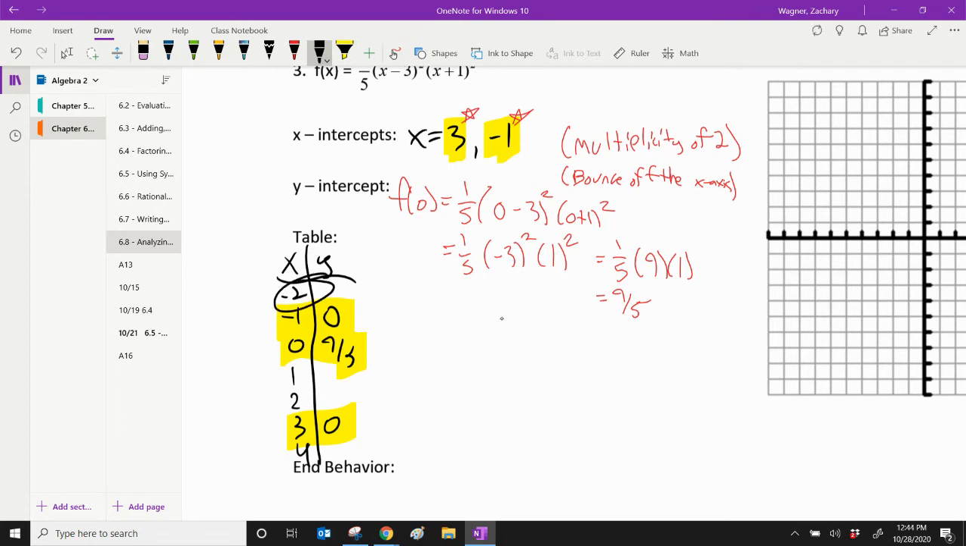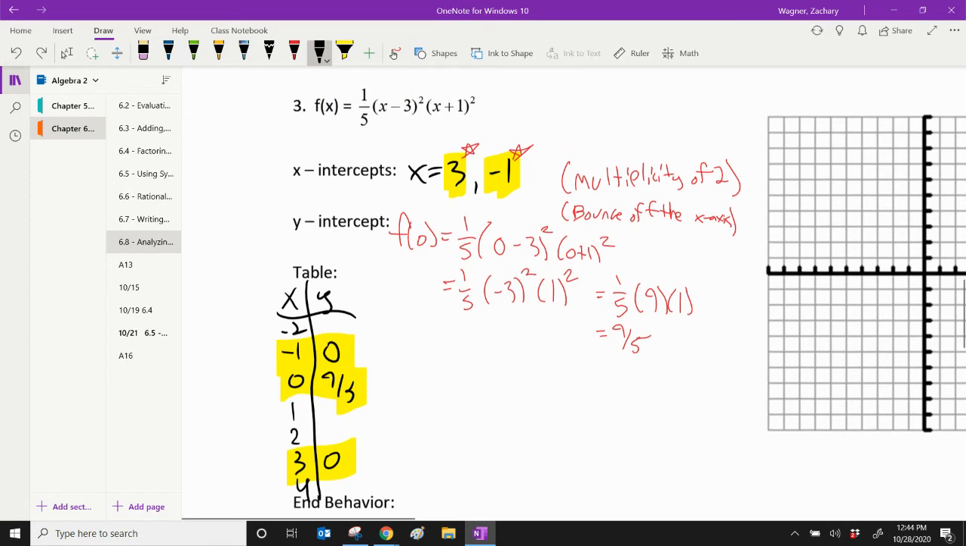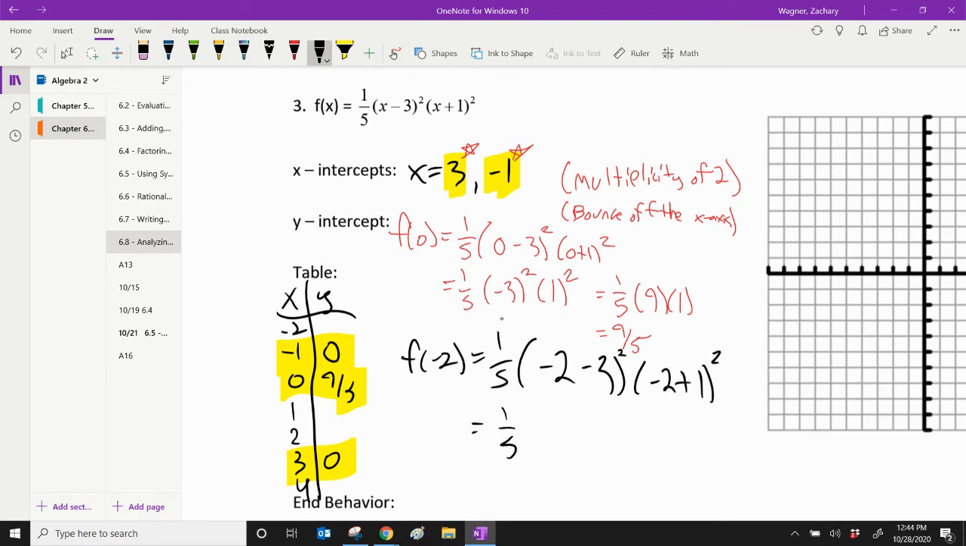And find these points, f at negative 2, f at 1 and 2, and f at 4. F at negative 2 is equivalent to 1/5 of (negative 2 minus 3) squared, and (negative 2 plus 1) squared. Negative 2 minus 3 is negative 5. Negative 2 plus 1 is negative 1. Both these are squared. This becomes 1/5 of negative 5 squared, which is 25, times negative 1 squared, which is 1. 1/5 of 25 equals 5. Boom.